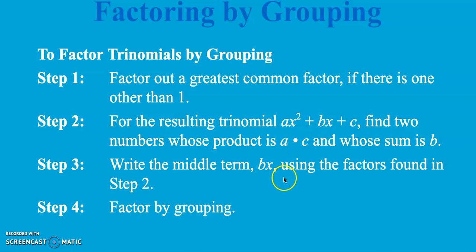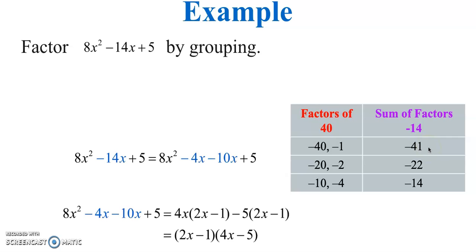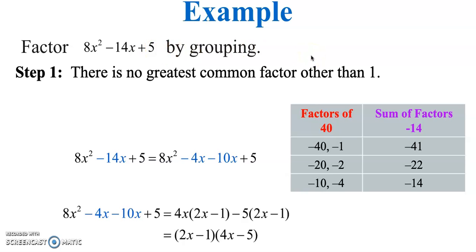Step 2, we write the middle term bx by using the factors found in step 1, and that's how we factor by grouping. So here's our information. I know it looks like a lot, but we'll get through it. I'm given an equation, 8x squared minus 14x plus 5, and I'm asked to do it by grouping. There is no common factor other than 1. 8 does not go into 14 or 5, and 5 can't go into any of them evenly, so there's no greatest common factor.